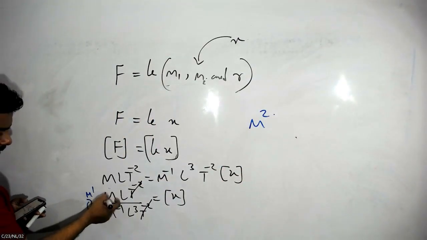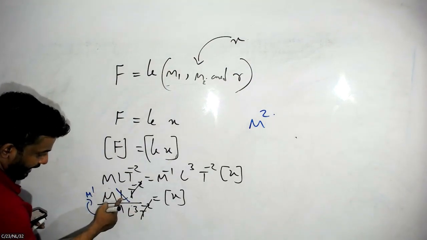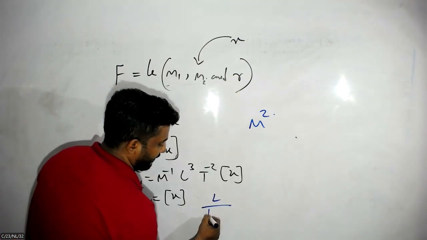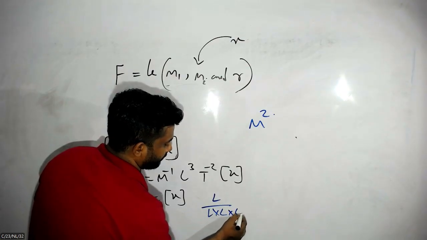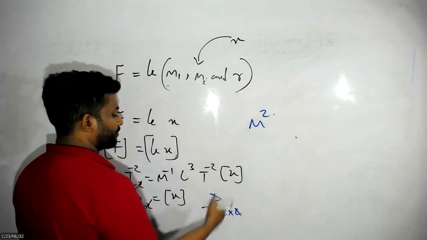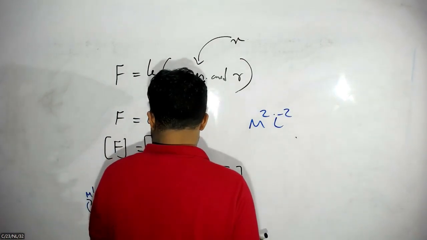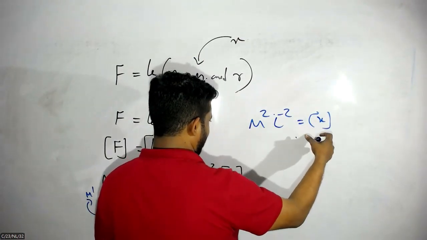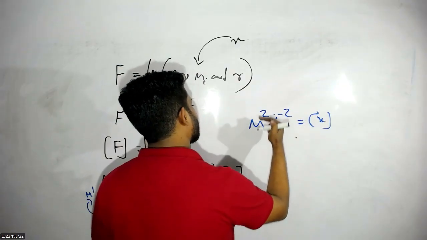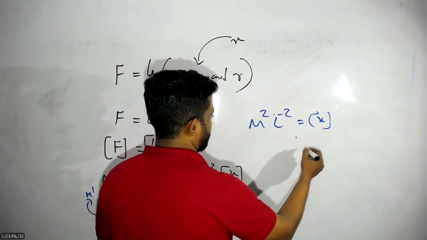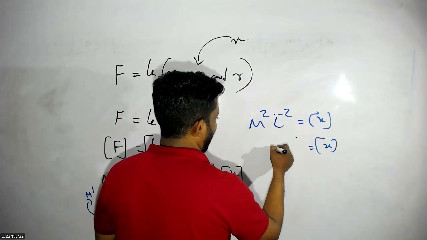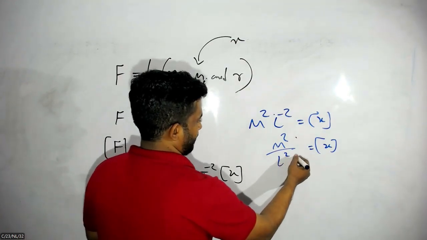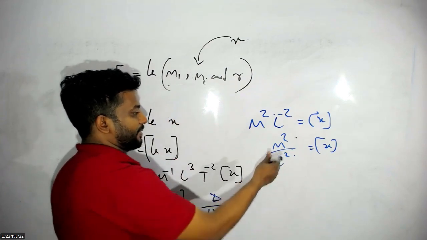Here, son, for L here, sorry, here L to the power 3, no? Then cancel out L to the power 2. Then L to the power 2. When you bring the term to the numerator, L to the power minus 2. Then the dimensions of capital X you can obtain as M to the power 2, L to the power minus 2. Or M to the power 2, L to the power 2 at the denominator.